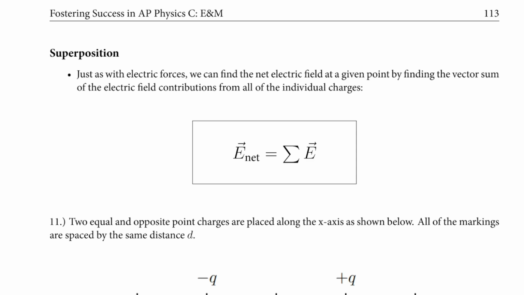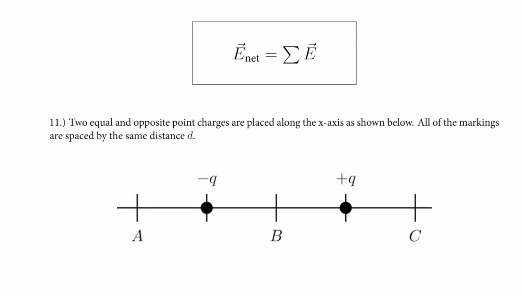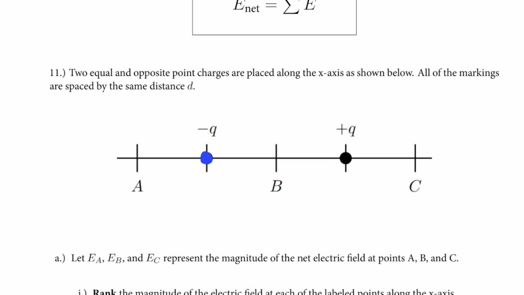So with superposition, the effects are the same as before, where you just figure out everything from each charge separately, then add the results. So we're going to rank the E field along this line. All of these tick marks are spaced by d. So first I drew myself my nice little blue charge here.